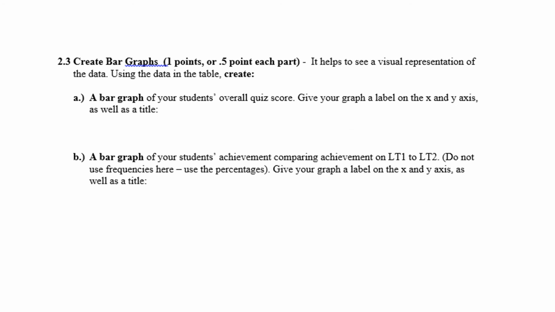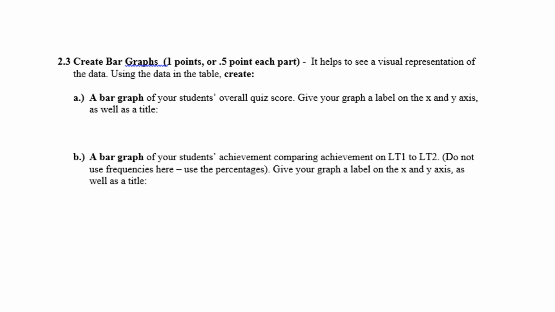In 2.3, you're going to create 2 different bar graphs. So hopefully after completing the work this week, you'll understand how to do bar graphs in Excel if you didn't already know that. So you're first going to give a bar graph of all the quiz scores. You can either use the frequencies or you can use the percentages. Give your graph a label on the X and Y axis as well as a title. And if you don't do these things, there will be points deducted.